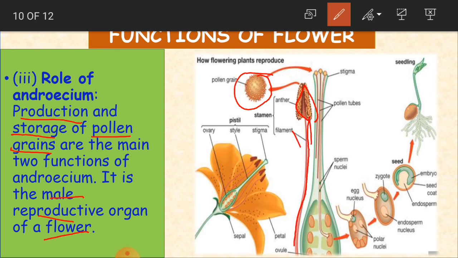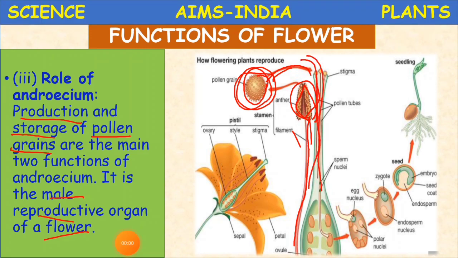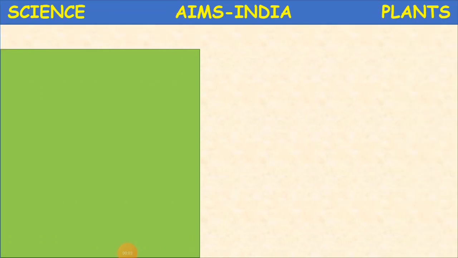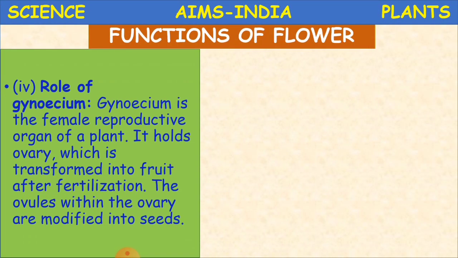Okay, so androecium, what does it do? It is going to produce and store these pollen grains. And why do we call it the male reproductive organ? Because when these pollen grains enter into the stigma, okay, then the reproduction starts. Okay, so this is the role of androecium, and now we'll see the role of gynoecium.